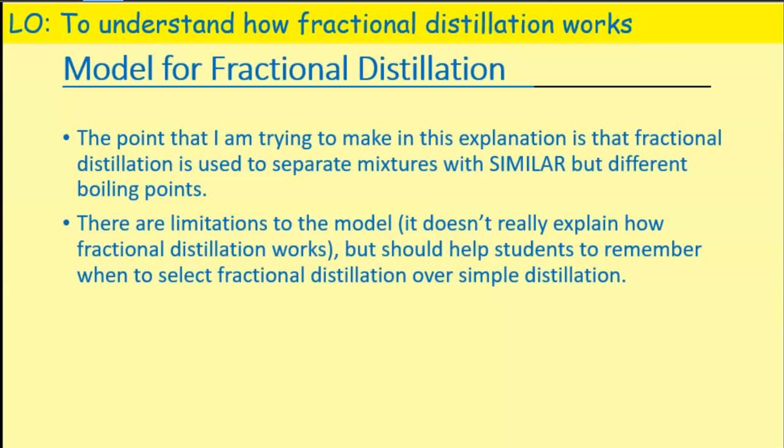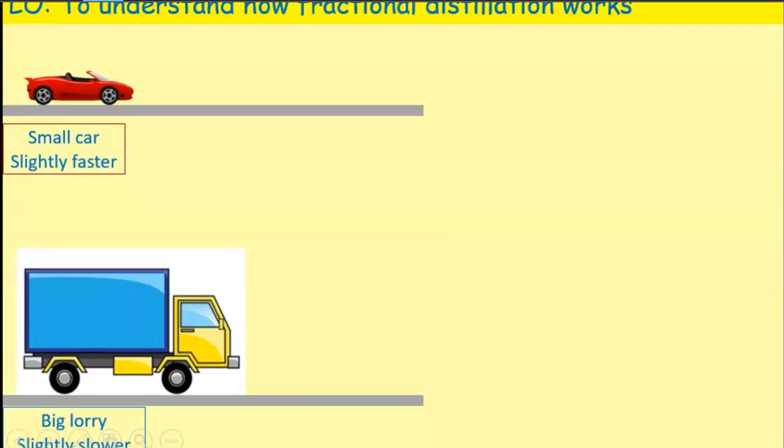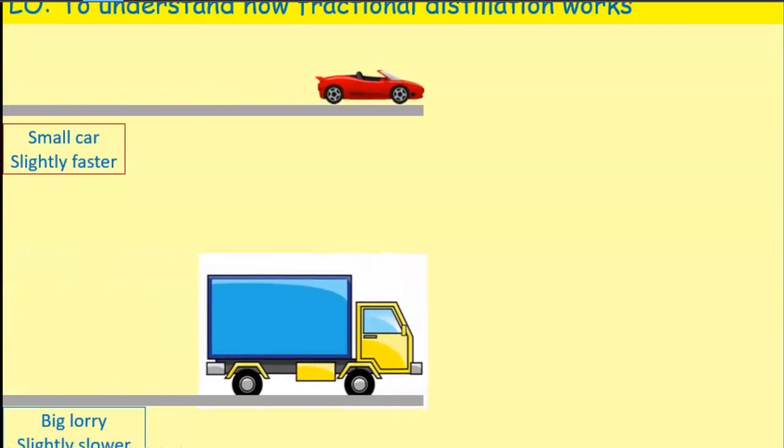Okay, I'm going to run you through a quick model now to explain the purpose of having that longer fractionating column. Let's have a look. So if we have a look at this example, we've got two vehicles, one big, slightly slower lorry and a small, slightly faster car. So if we go with our original simple distillation column, which was very short, okay, let's see what happens. Okay, you can see that even though the car is a lot faster, over a very short distance, they both seem to reach the end at a very similar point.